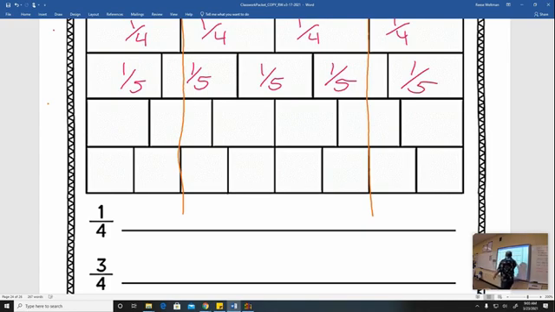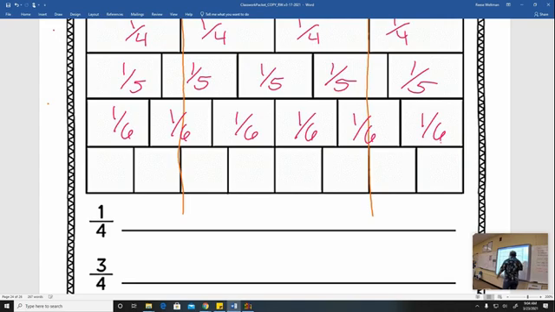Okay, 1, 2, 3, 4, 5, 6. What's our denominator there, Jed? 6. And Tava, what's our fraction for each section? 1/6. That is correct. 1/6 all the way across. Each one of these individually, on their own, by themselves.